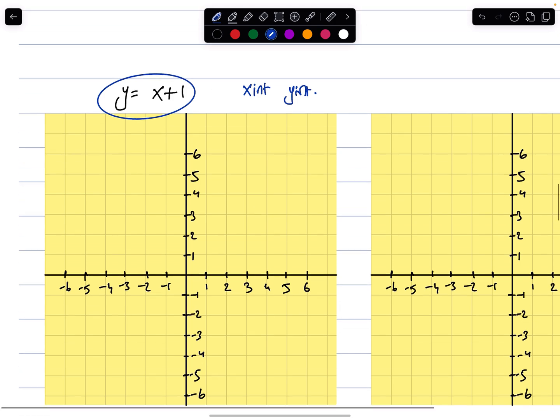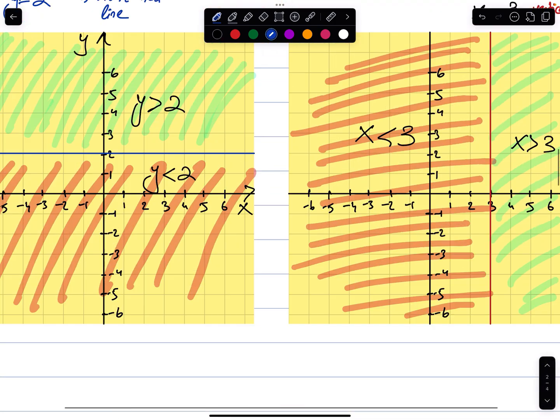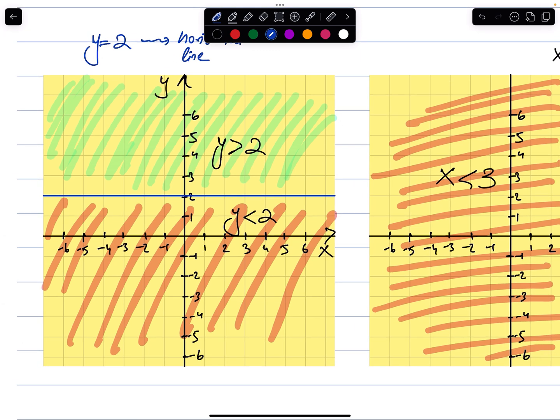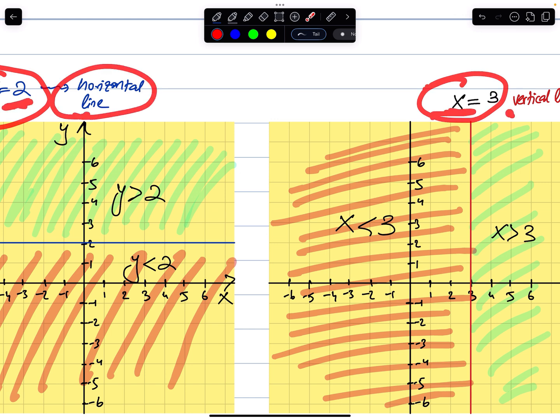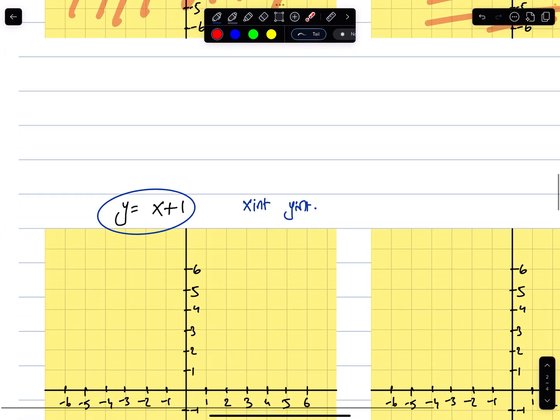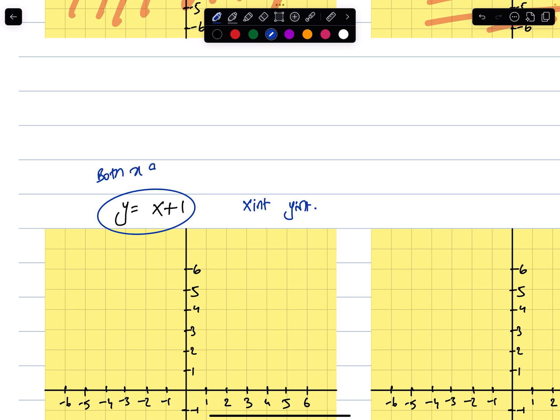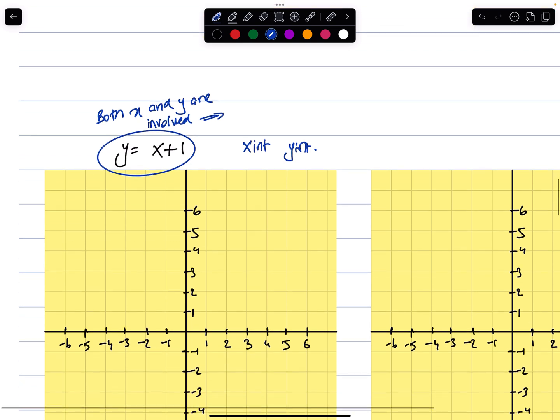And another thing I want you to keep in mind is कि first equation में it was y is equal to some number, there was no x involved. Second equation में it was x is equal to some number, there was no y involved. तो y वाली equation ये वाली जो थी horizontal line, x वाली vertical line. But if you look at this equation, y is equal to x plus 1, इसमें both x and y are involved. So whenever in an equation, no matter how it looks, if both x and y are involved, it's supposed to be a slanted line.